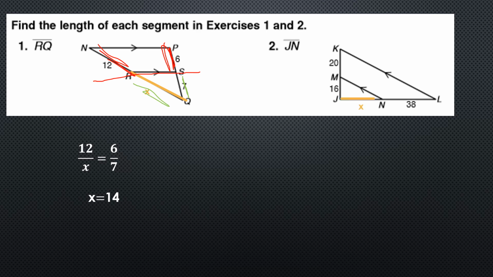Showing it another way, if I'm solving for x for JN, I have 16 over x. I can go left to right, and then I would go 20 over 38. Again, I went left to right. Remember, there are always 4 correct ways to draw any proportion, and you just need to make sure that you are consistent with it.